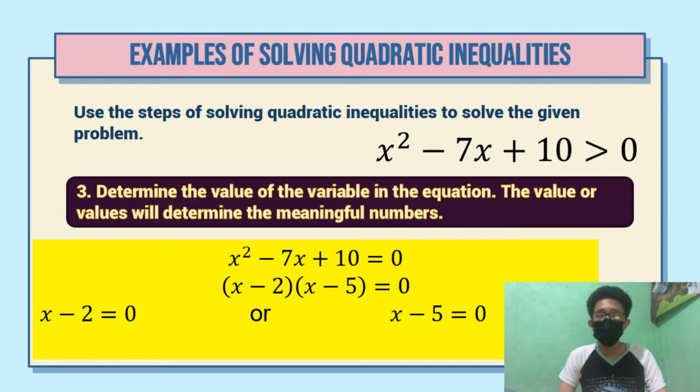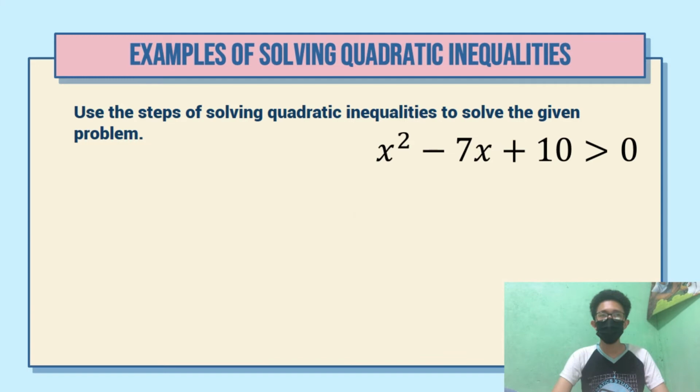By the addition property of equality, for the first factor, we add 2 to both sides of the equation. And for the second factor, we add 5 to both sides of the equation. So we come up with the values x is equal to 2 or x is equal to 5. Therefore, the meaningful numbers that we're going to use for the division of the number line later to get the regions are 2 and 5. So 2 and 5 are considered the meaningful numbers.